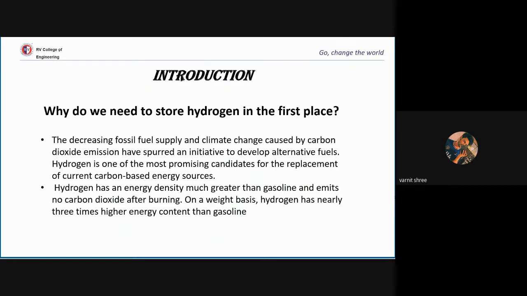First of all, due to the decreasing amount of fossil fuels and the high amount of pollution caused by their high rate of carbon emission, hydrogen is the best replacement, as it has an energy density much greater than that of the daily use fuel gasoline, with almost 3 times higher energy content compared to gasoline.